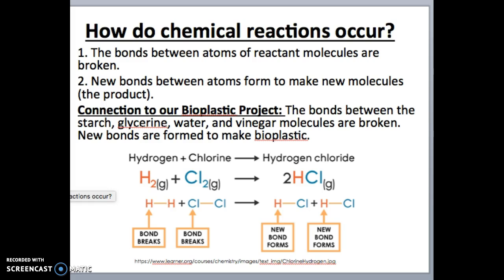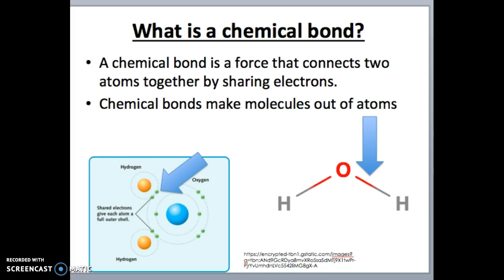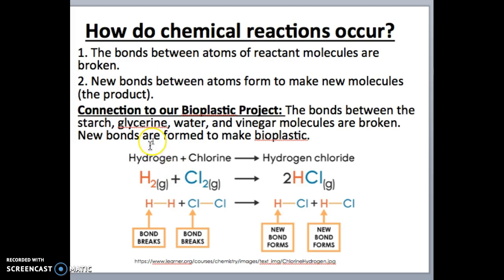So now let's talk about how chemical reactions occur. In chemical reactions, what happens is these bonds right here, in between atoms, get broken in the reactants, and then for the products, new bonds are created to form new molecules. So in this diagram, you can see here, we are combining a hydrogen molecule with chlorine. So if we draw that out, it's H dash H because the H's are bonded together through a chemical bond, and there's two chlorines that were bonded together.